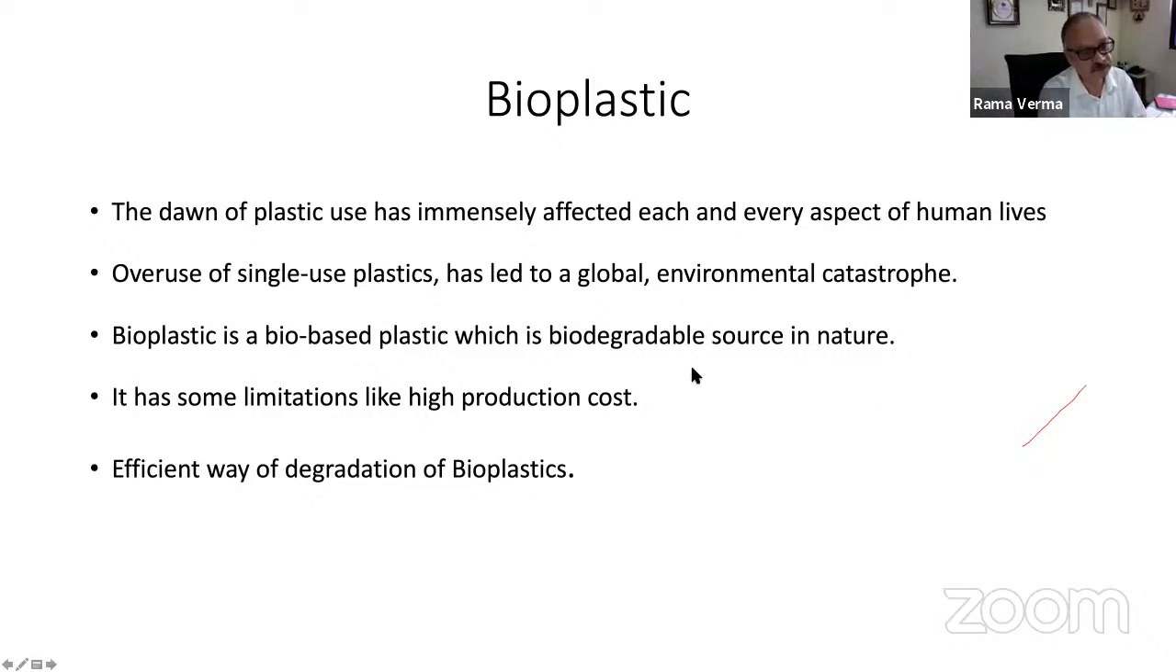In every aspect of life, overuse of single-use plastic has led to a global environmental catastrophe. When you buy a bottle of drinking water, we use it for 1 year, 2 years, 3 years, 4 years, because it is very thick. If you keep it carefully, it doesn't change its texture or color, and it doesn't do any bad thing to you, if it is made of good, thick plastic. But if you go and buy vegetables, they give you very thin plastic bags.